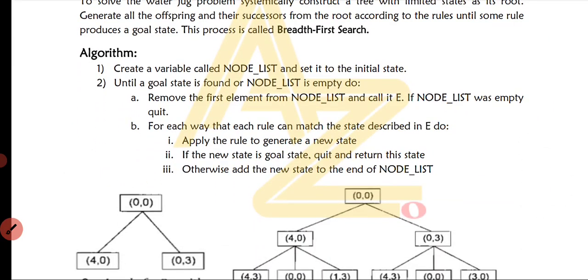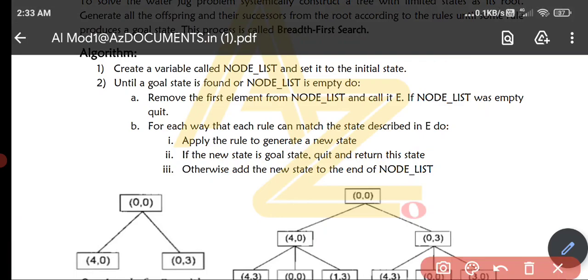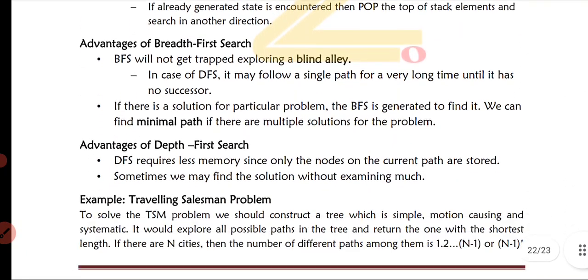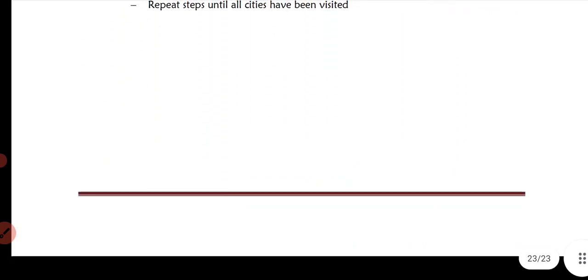And there is a simple algorithm. First we take one node list, an empty node list. We loop until the node list is empty, and if it is empty, then we quit. We apply the rules, and if the new state is the goal state, then we quit and return. If it is not the goal state, then we add the new state to the node list in order to explore its child nodes and everything. So that is breadth first search. We have a similar kind of algorithm for depth first search also. So that is depth first search and breadth first search.